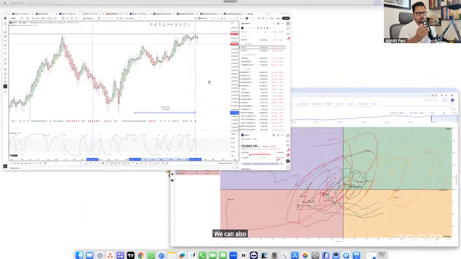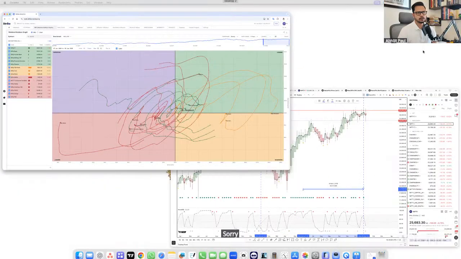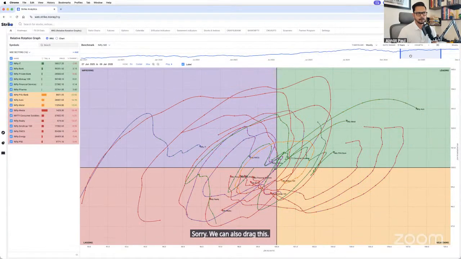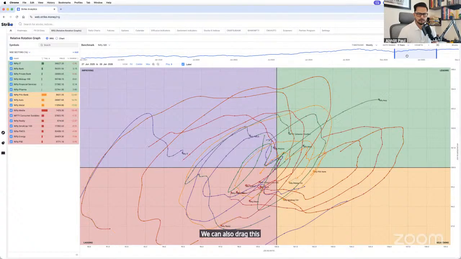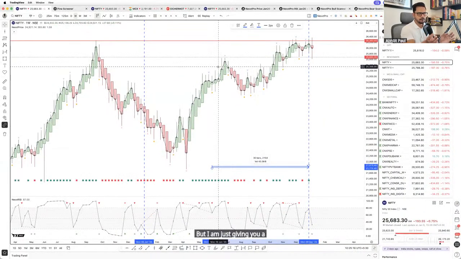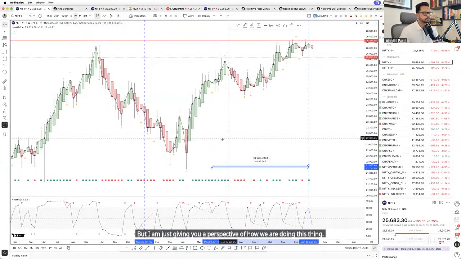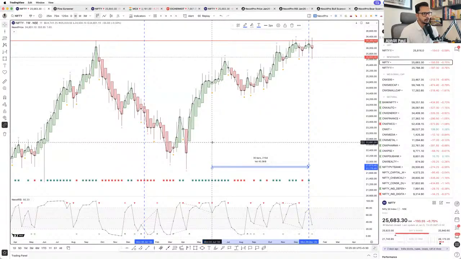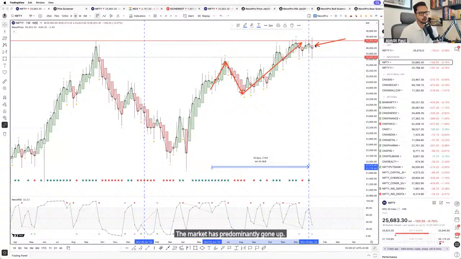We can also drag this to start from that starting point and see how things have moved. We can do that also. But I am just giving you a perspective of how we are doing this thing. So over the last around 30 weeks, the market has predominantly gone up, seen choppiness, seen a short-term correction, but shallow gains, and that is what equity has done in 2025.